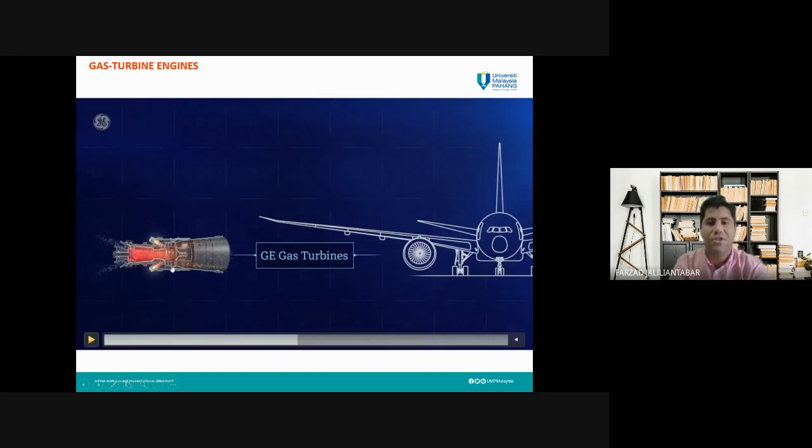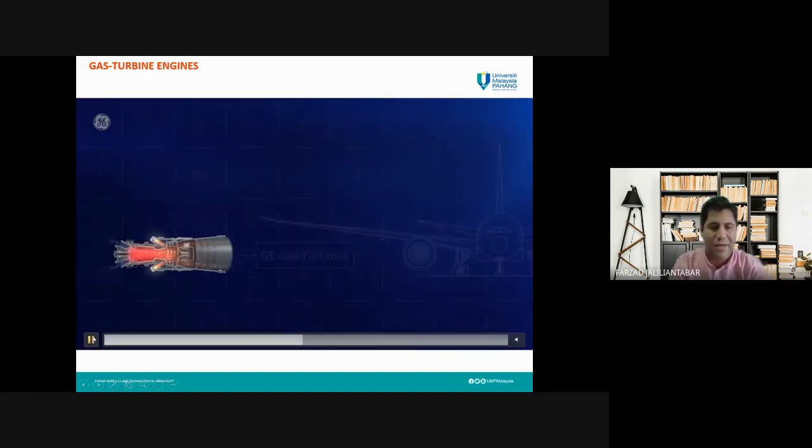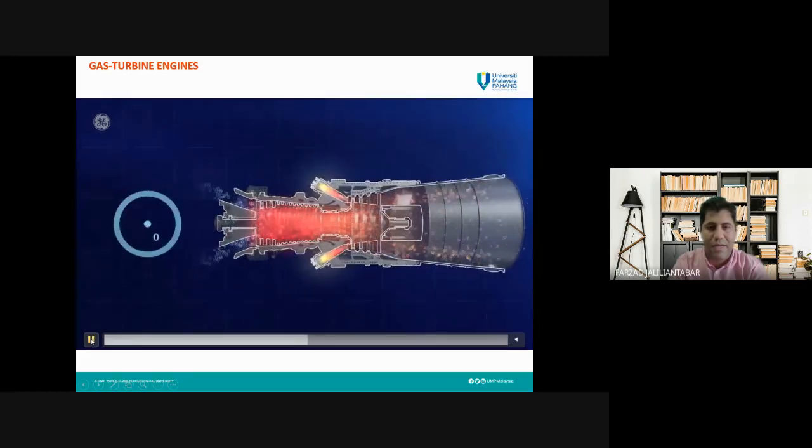And this type of engine is not only being used for electricity generation. They are also being used in airplanes. The engine which we have for some of the airplanes is this gas turbine engine actually. And let's see the other components which we have. Simply here we have a turbine.